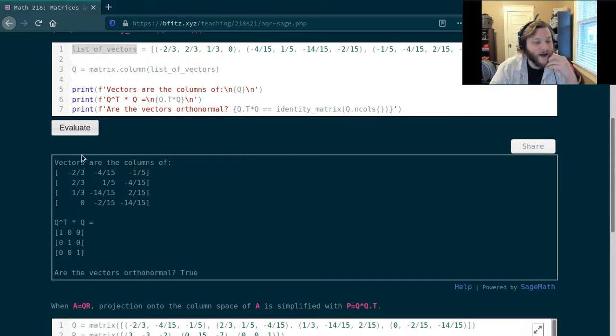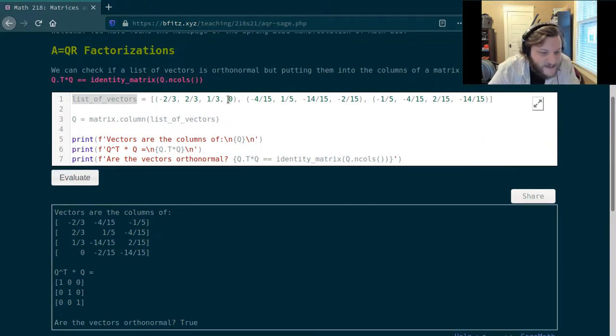The first thing that prints out is just what we input. This is telling us that the vectors that we input are the columns of this 4x3 matrix. Then the code will put those vectors into the columns of a matrix Q and calculate the Gramian. And here we see that the Gramian of that matrix is the identity matrix. So the answer to the question of whether or not the vectors we've input are orthonormal is yes, because we got the identity as the Gramian here.